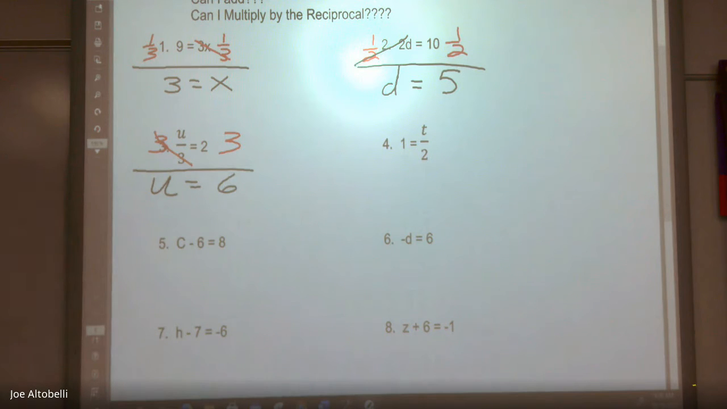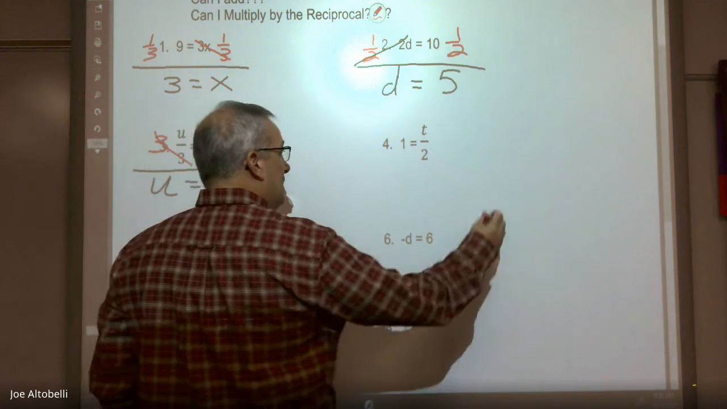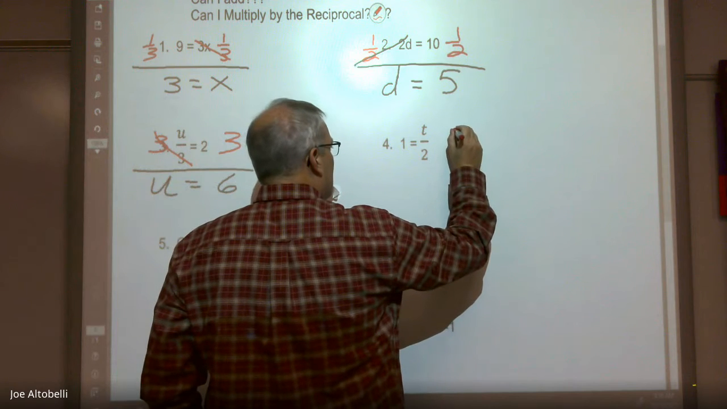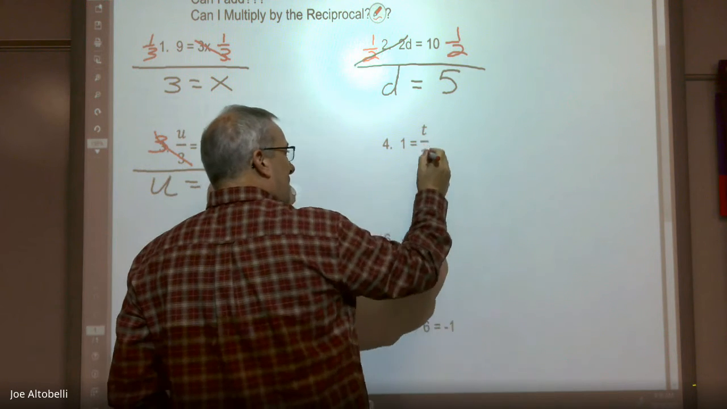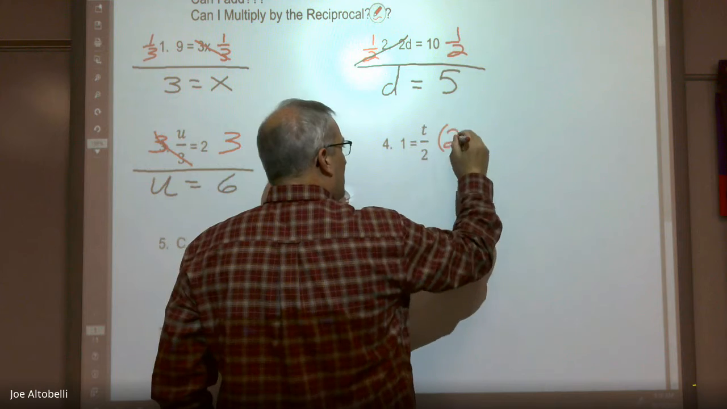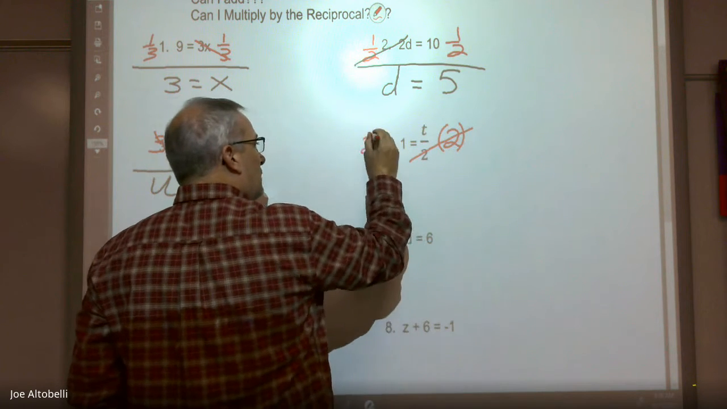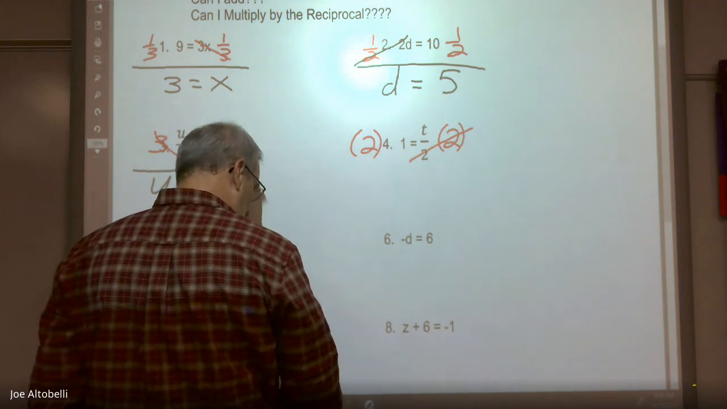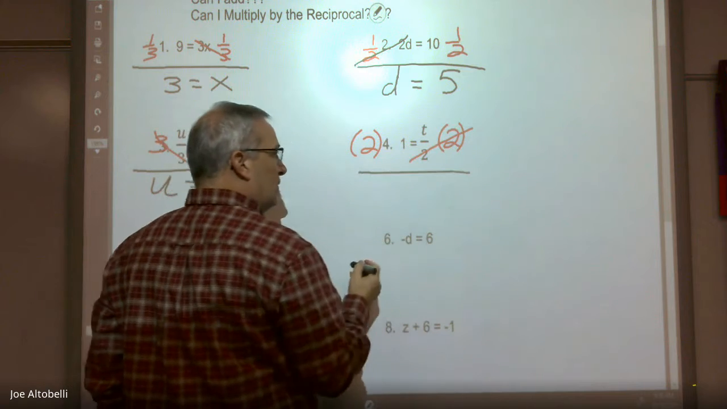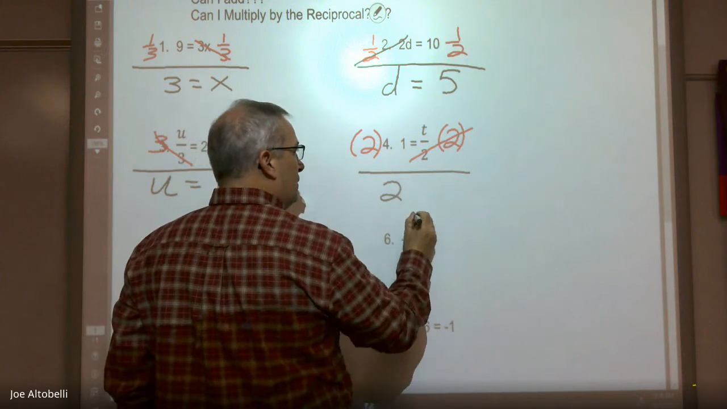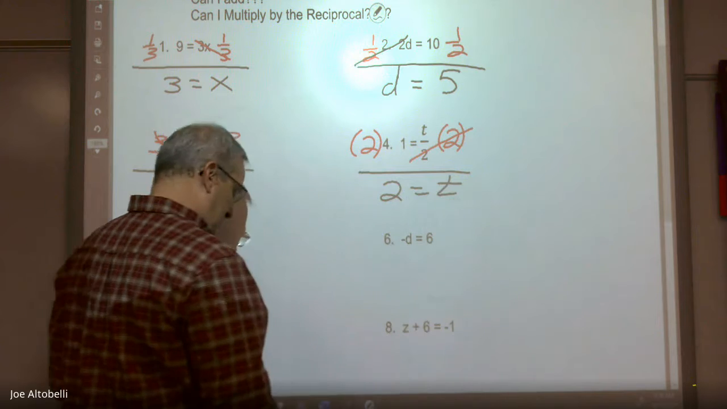Number 4, add or multiply? Multiply and by 2, because we're dividing by 2, so we're going to multiply by 2, multiply by 2. Don't forget your total line, and we get 2 is equal to t.